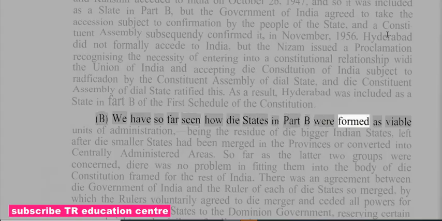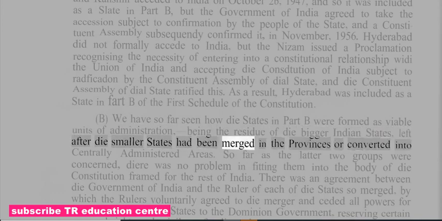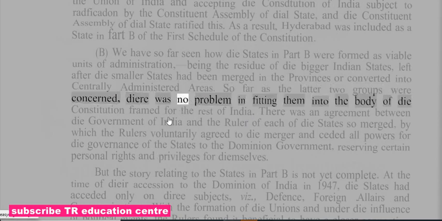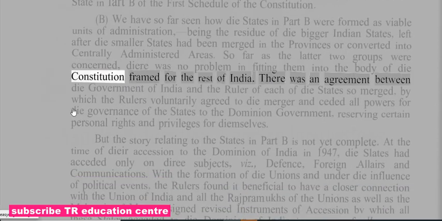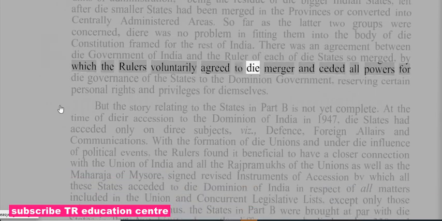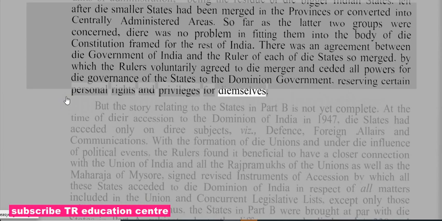States in Part B were formed as viable units of administration, being the residue of the bigger Indian states, left after the smaller states had been merged in the provinces or converted into centrally administered areas. So far as the latter two groups were concerned, there was no problem in fitting them into the body of the Constitution framed for the rest of India. There was an agreement between the Government of India and the ruler of each of the states so merged, by which the rulers voluntarily agreed to the merger and ceded all powers for the governance of the states to the Dominion government, reserving certain personal rights and privileges for themselves.